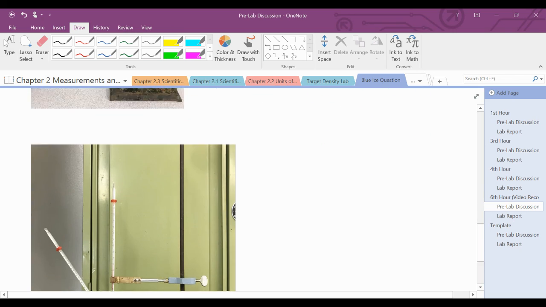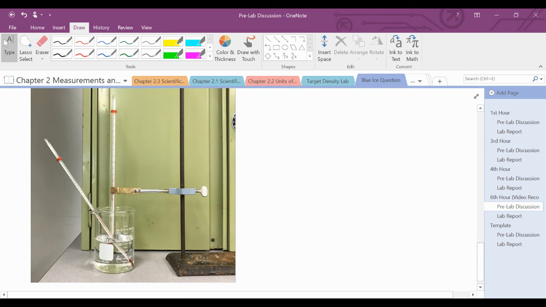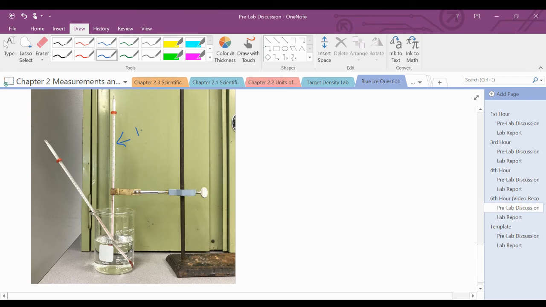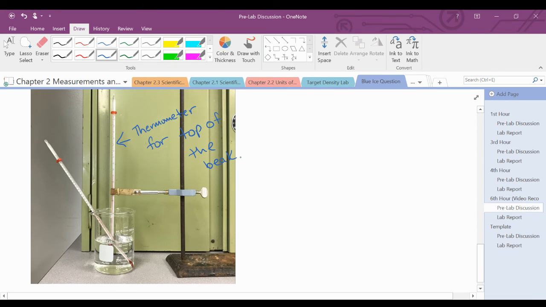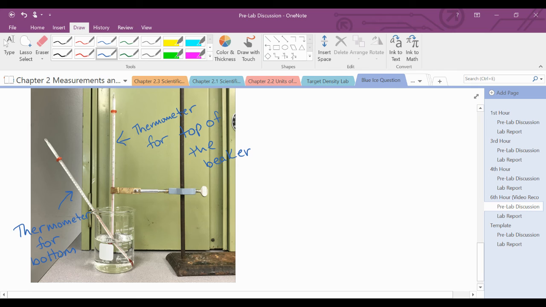And then with the thermometers, this is how you will set it up. You have a thermometer. This is the thermometer for the top. And then this is the thermometer for the bottom. And you will not want to move these in and out. Once you set it up, you kind of want to just leave it so that you're not disturbing the solution in the beaker. And you will do this for both beakers A and B.